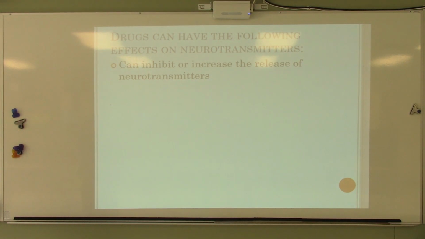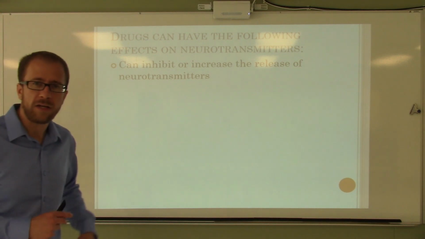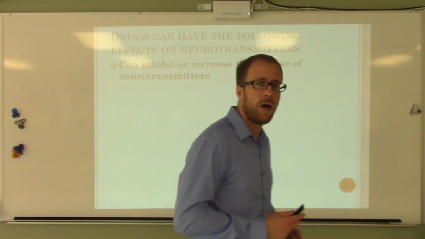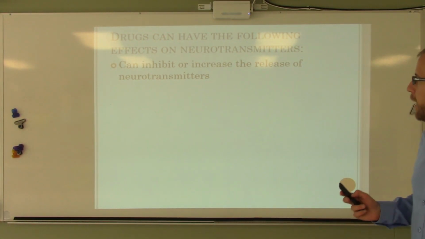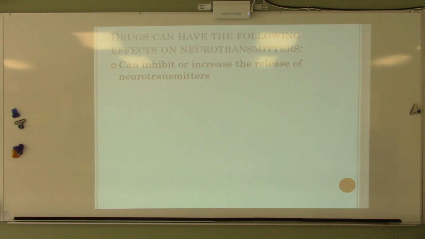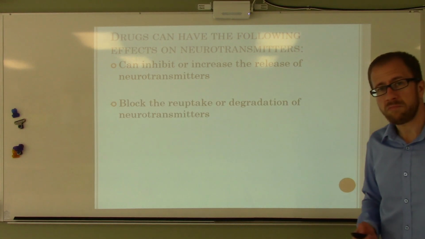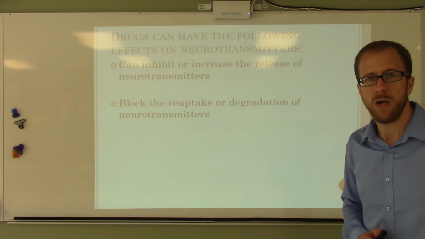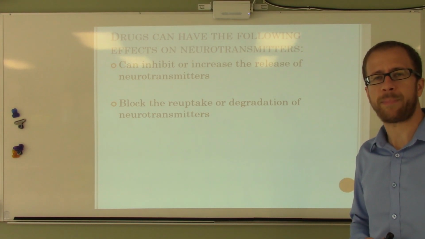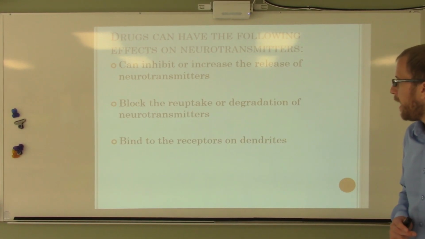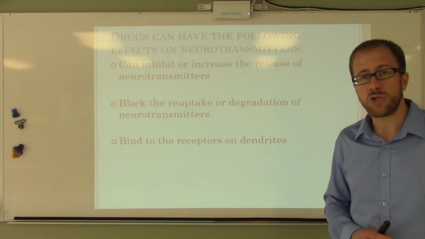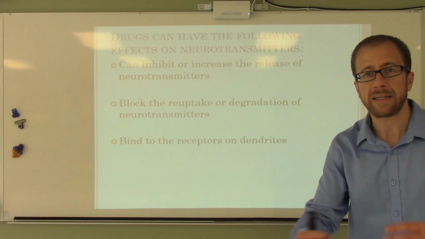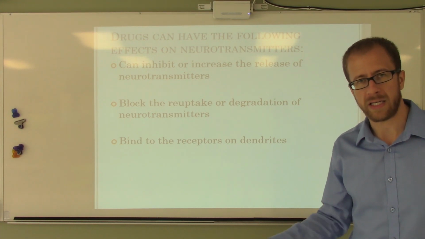Now, how do drugs have the effects they do on your body and your brain? Well, some of them can inhibit or increase the release of neurotransmitters. Some can block the reuptake or degradation of neurotransmitters, right, causing them to stay in your synaptic cleft for longer. Some can actually bind to receptors on dendrites and act as pseudo-neurotransmitters.